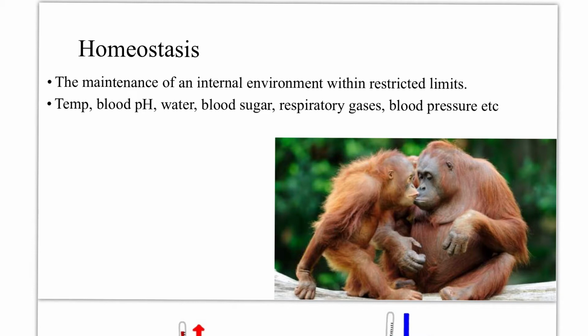When we're talking about blood pH, we're talking about things like the presence of carbonic acid in our blood, or the presence of lactic acid in our blood, which would lower the pH. Water, which would affect the osmotic potential, the water potential of the cells, blood sugar levels, respiratory gases, and blood pressure, and a bunch of other things. Okay, so homeostasis is the maintenance of an internal environment within restricted limits.